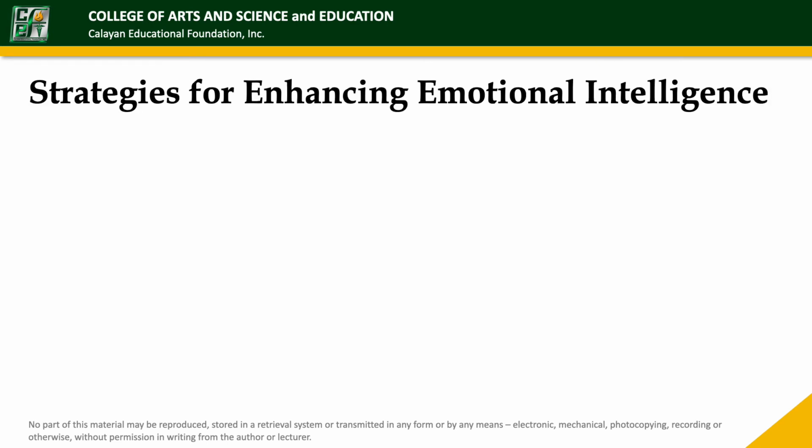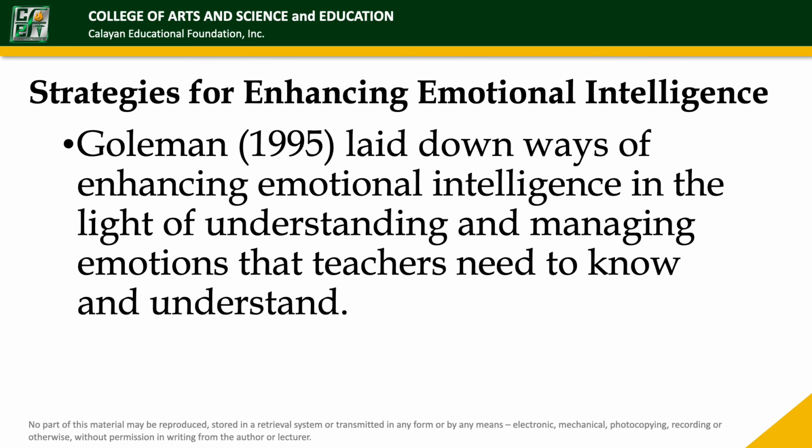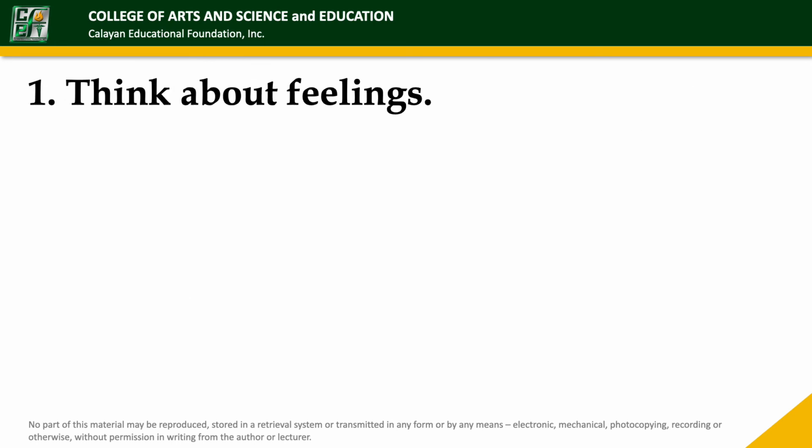So these are the strategies for enhancing emotional intelligence. So Goldman in 1995 laid down ways of enhancing emotional intelligence in the light of understanding in managing emotions that teachers need to know and understand. So one is think about feelings, okay? So for example, a teacher has to be aware of his or her student's background or situation that may trigger negative emotions. In that case, he or she would know the right approach when dealing with sensitive issues in class.